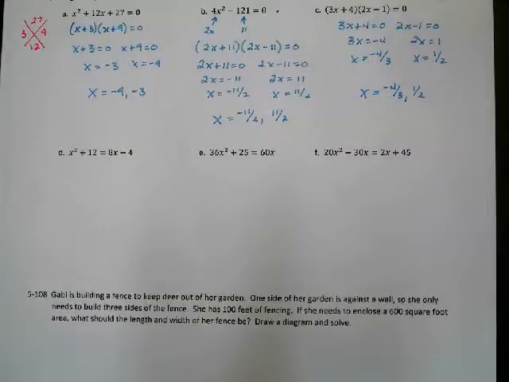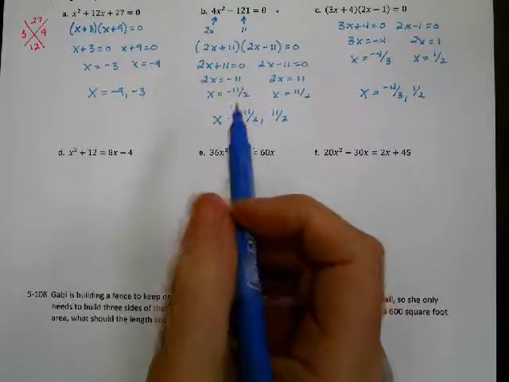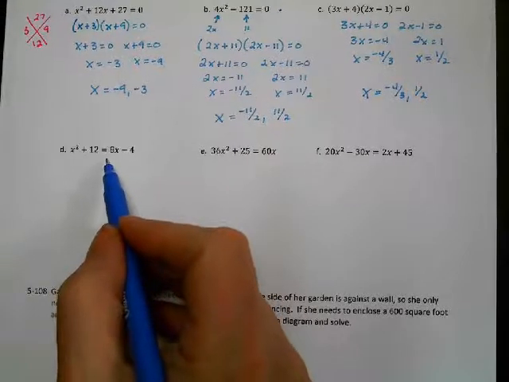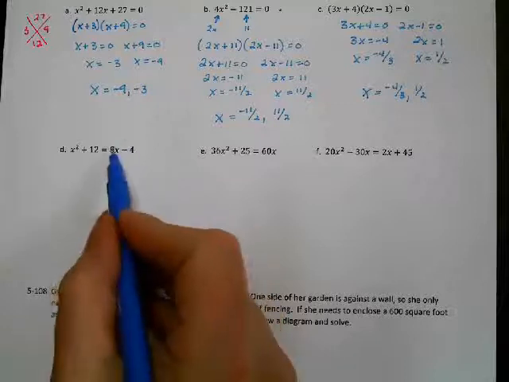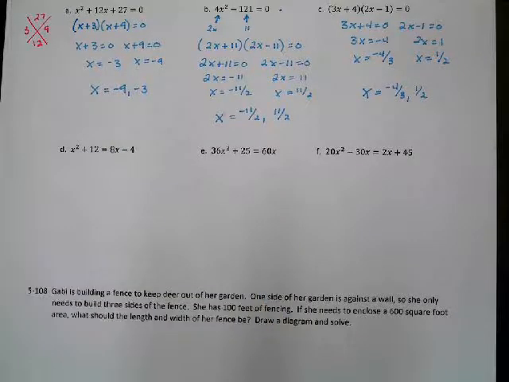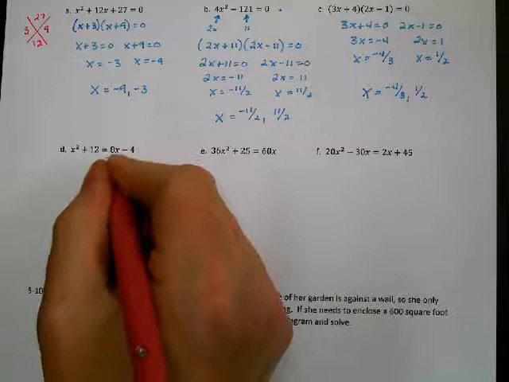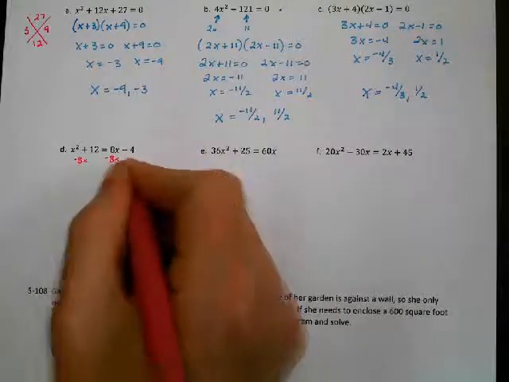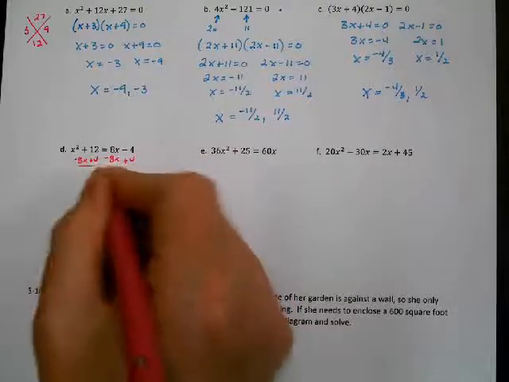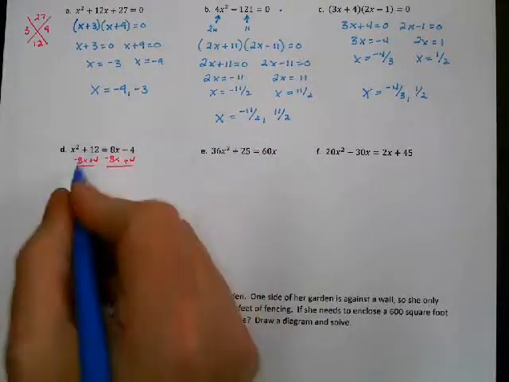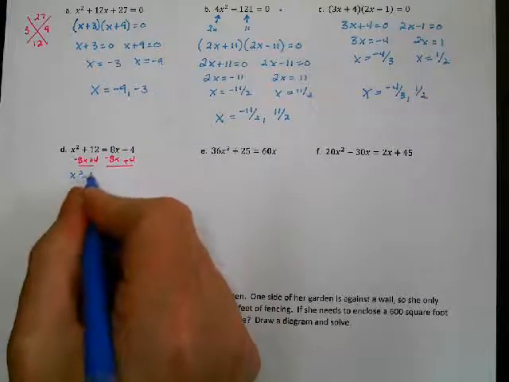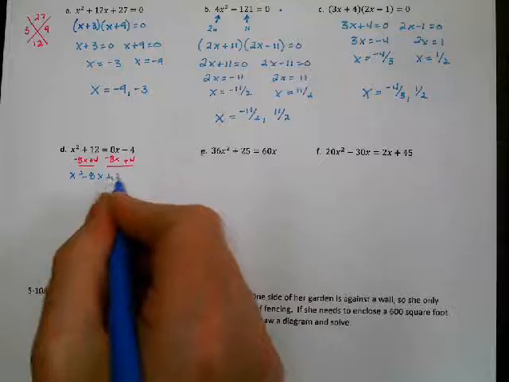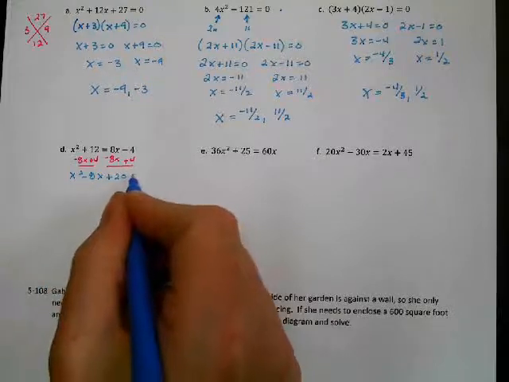Next one. So for this one, I would probably want to put it into standard form first just to see if it factors. So I'm going to subtract 8x from both sides and add 4 to both sides. So this leaves me with x squared minus 8x, 12 and 4 makes 20, equals 0.